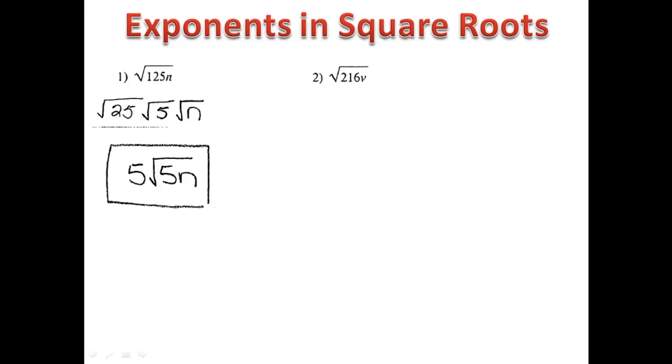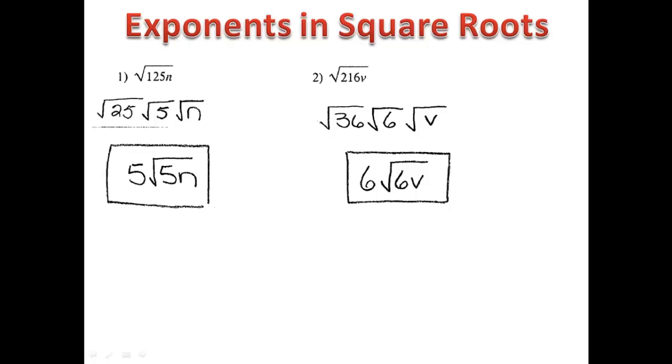Example 2 is the square root of 216v. Please pause the video here and try this example. 216 breaks down to 36 and 6, and we also have the square root of v. That gives us 6 square roots of 6v.